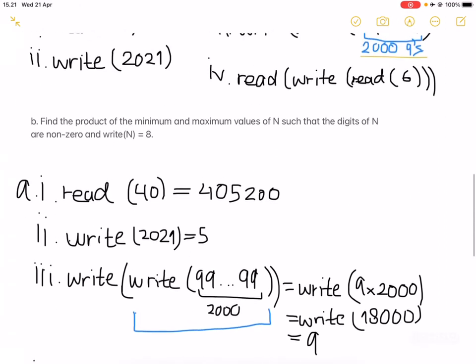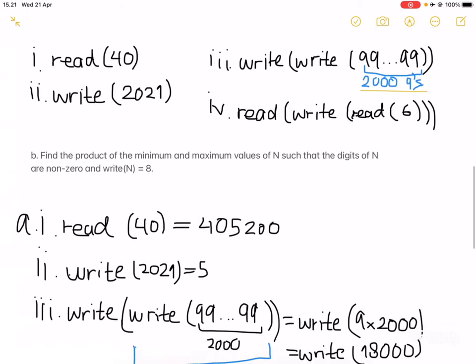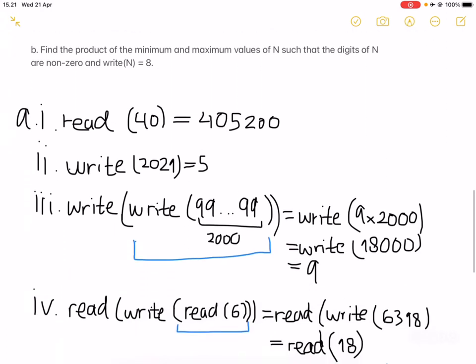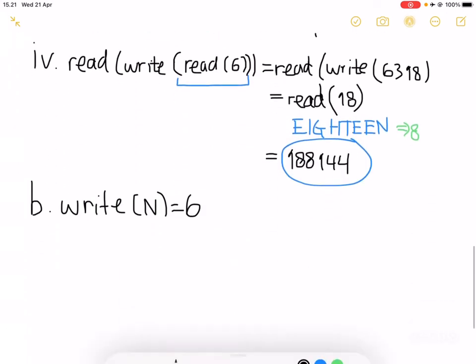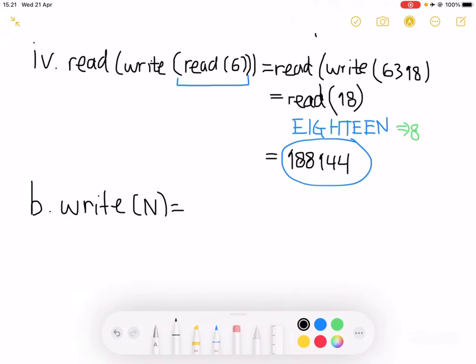And for part B, we need to find the product of the minimum and maximum values of n such that the digits of n are non-zero, and the write function evaluated at n is equal to 8. So I think this is a bit of a miswriting, so that should be an 8. Alright, so let's explore for the maximum values. The maximum value of n occurs when the number of digits of n is maximum as well. And you can see that the maximum number of digits of n must be equal to 8.